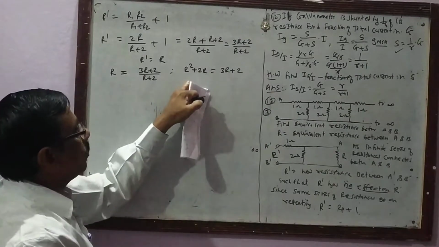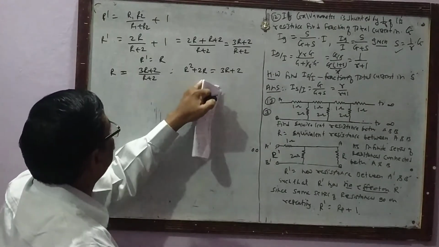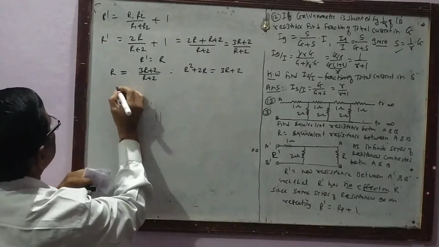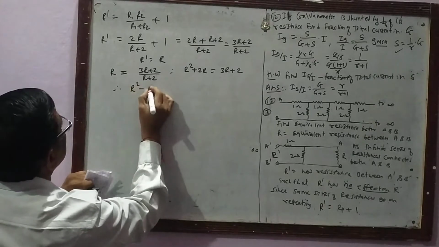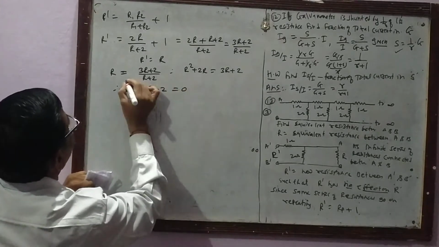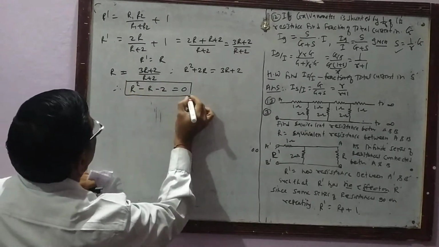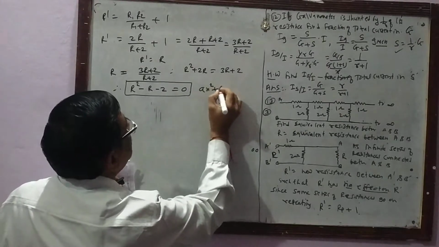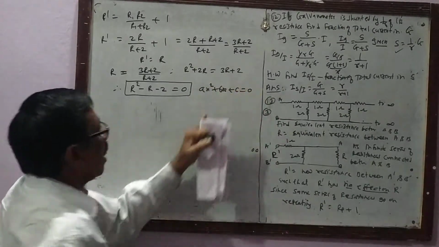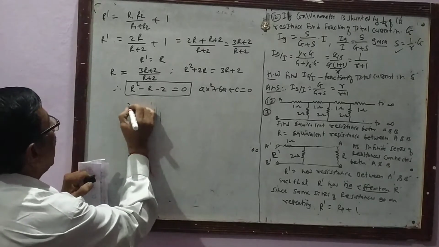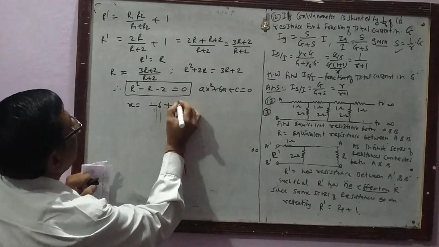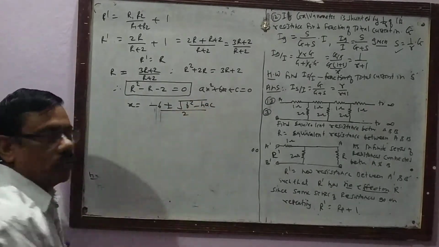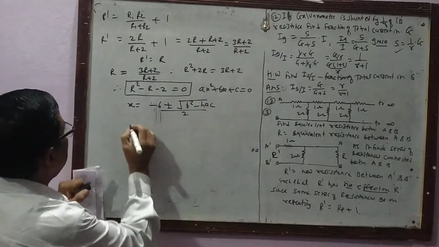On this side it becomes negative, therefore minus 3R and minus 2, and minus 3R plus 2R is minus R, and minus 2. Therefore we get the equation R square minus R minus 2 is equal to 0. This is a quadratic equation of the type ax square plus bx plus c is equal to 0, and the roots of the quadratic equation are x is equal to minus b plus or minus under root of b square minus 4ac divided by 2a.